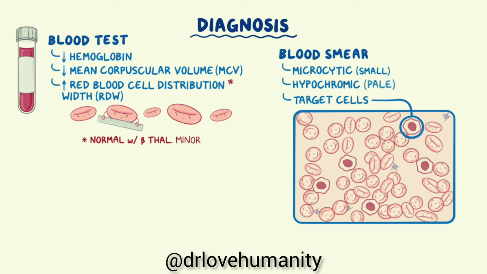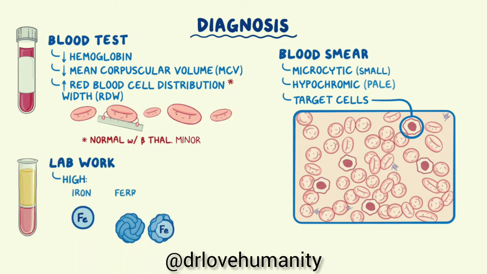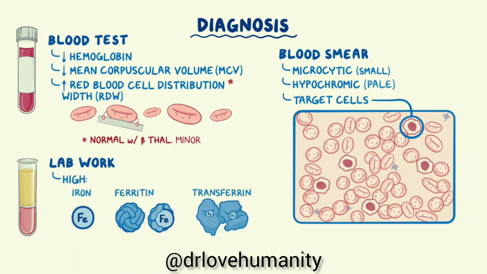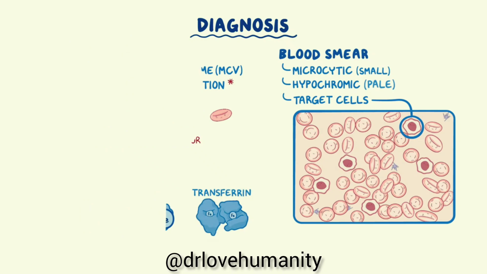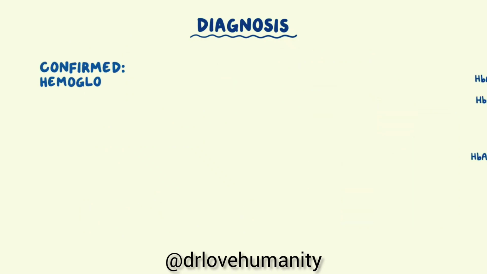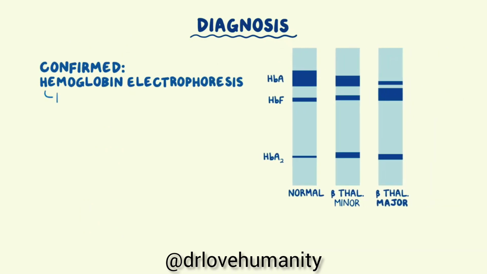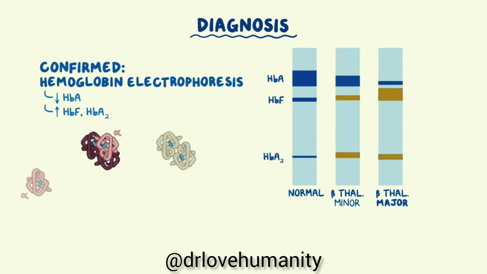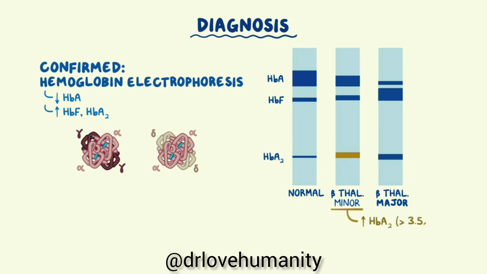Lab work may also show high serum iron, high ferritin, and a high transferrin saturation level. Finally, the diagnosis is confirmed with hemoglobin electrophoresis, which shows low amounts of HbA, but an increase in HbF and HbA2 levels, which are formed when excess alpha chains start binding to gamma and delta chains. In beta thalassemia minor, there's usually an increased HbA2 level, greater than 3.5% on gel electrophoresis.